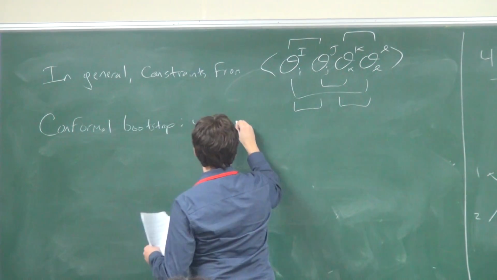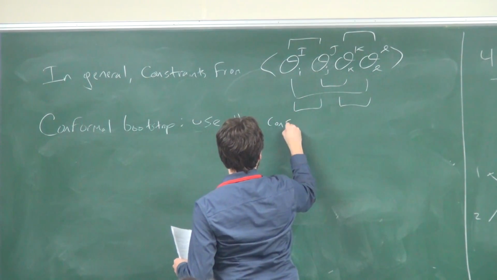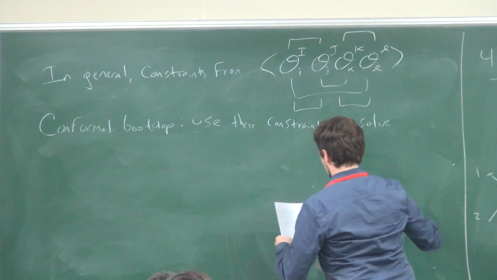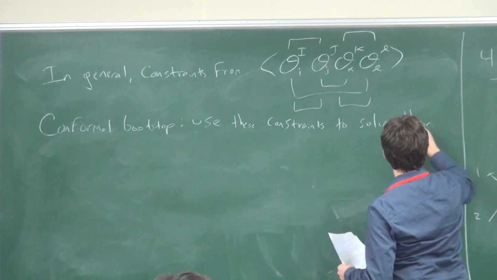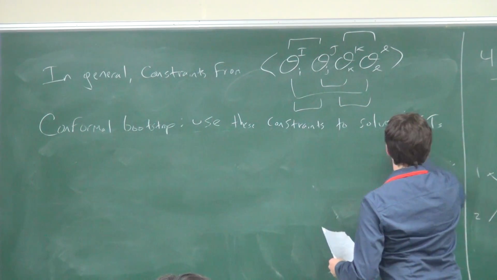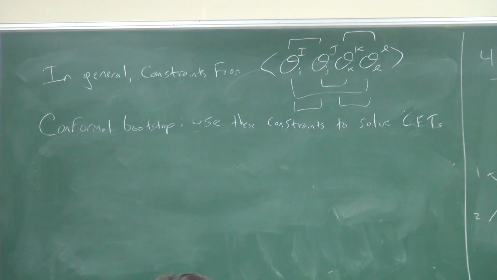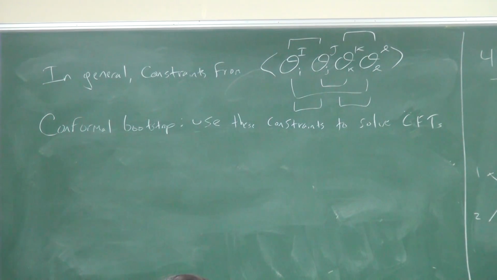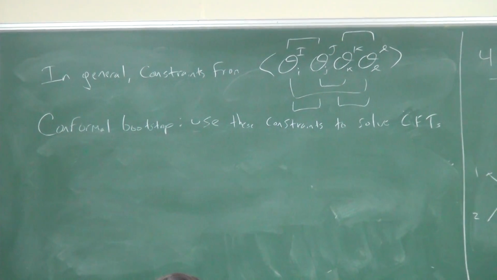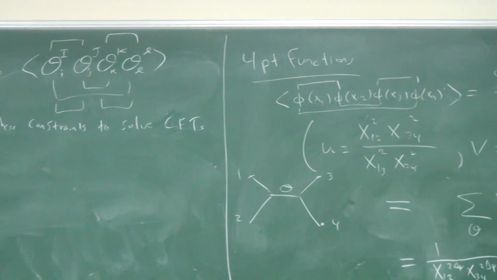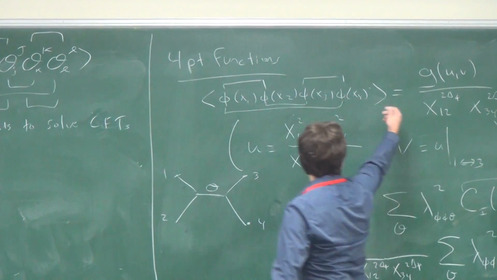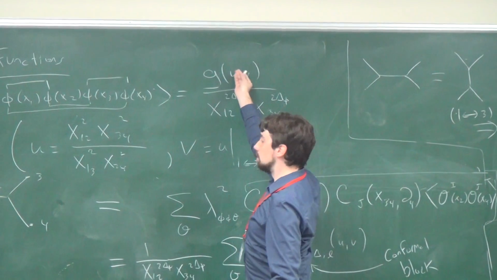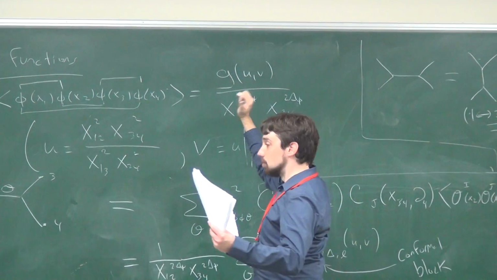is, of course, to use these constraints to solve CFTs. Now, it's not too hard to write down crossing symmetric functions. So it's not too hard to write down functions of u and v that are invariant under exchanging u and v.